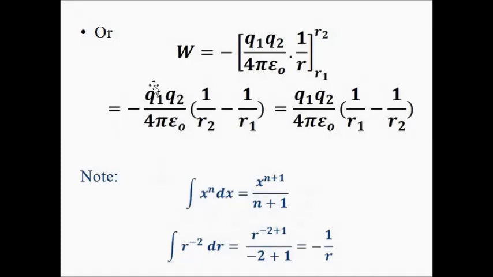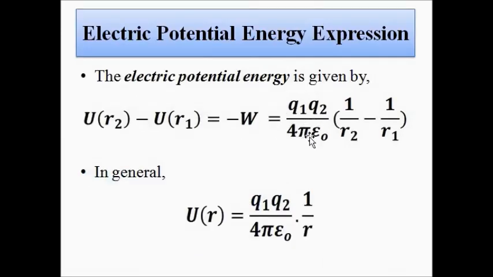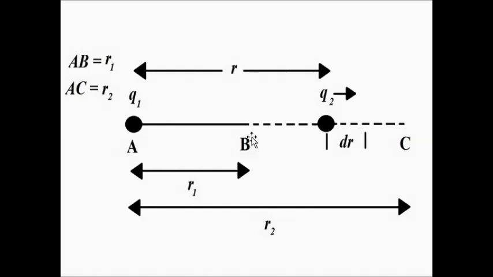Always keep the expression in this form, it will be easy. Minus of q1 q2 by 4 pi epsilon 0 into 1 by r2 minus 1 by r1 is the work. The negative of this work, the negatives cancel each other out and it becomes positive. So it becomes plus q1 q2 by 4 pi epsilon 0 into 1 by r2 minus 1 by r1. This is the change in electric potential energy when this movable charge moves from B to C. It gets displaced from B to C.